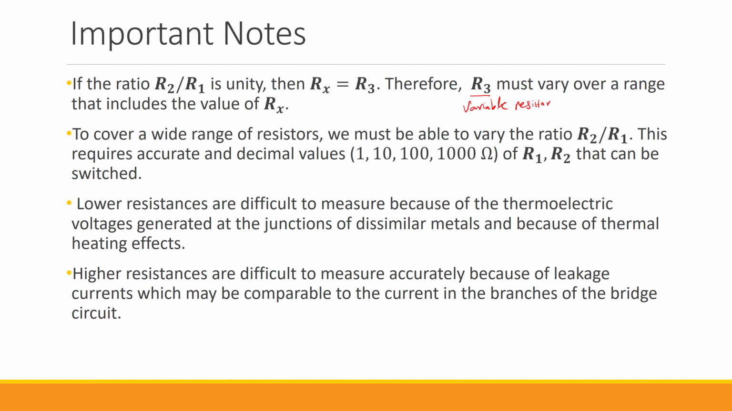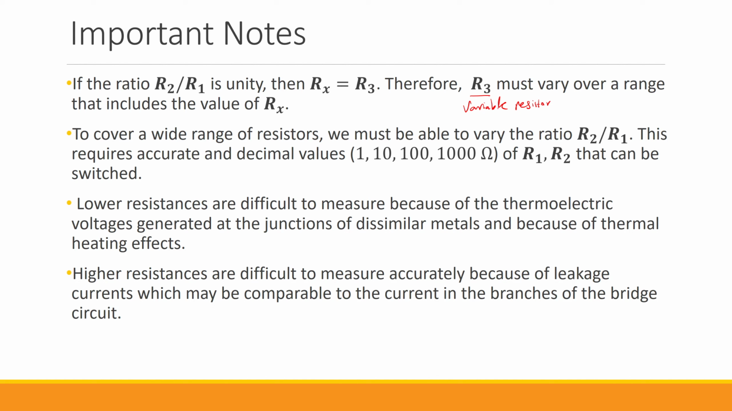The other thing is that to cover a wide range of resistors, we must be able to vary the ratio R2 over R1, which requires accurate decimal values like 1, 10, 100, and 1000 ohms for R1 and R2. So we use these very accurate resistors to switch R1 and R2 to be able to cover a wider range of resistors.